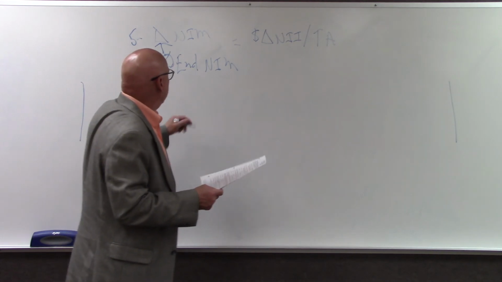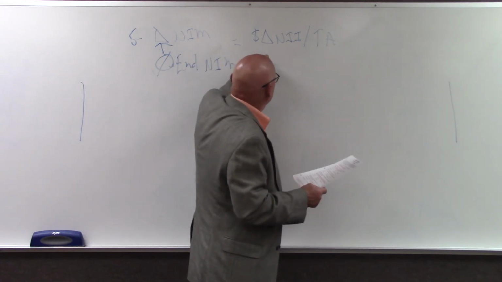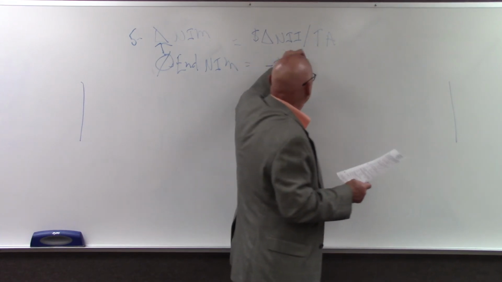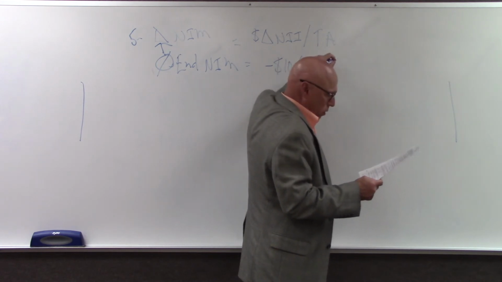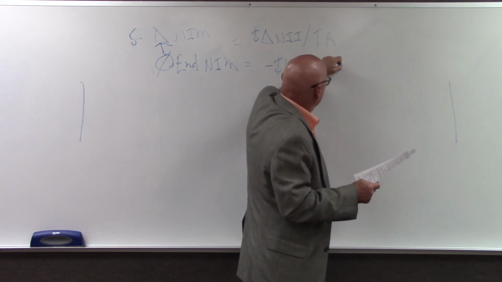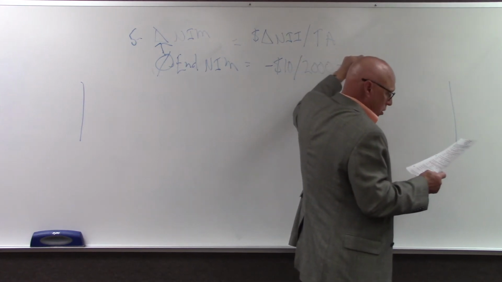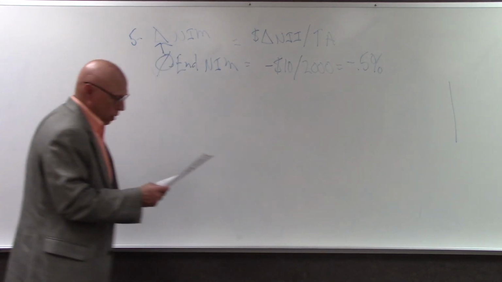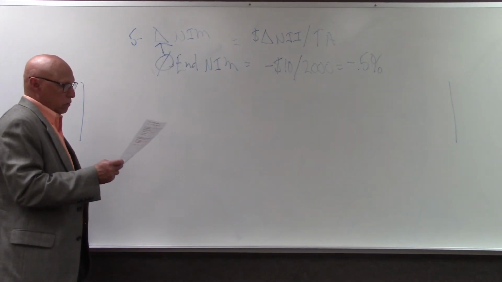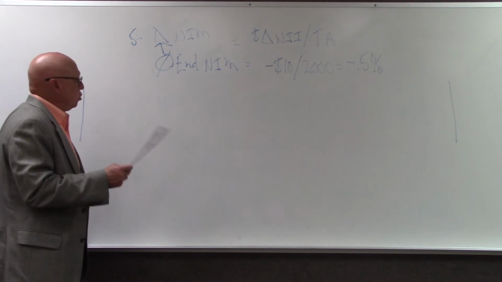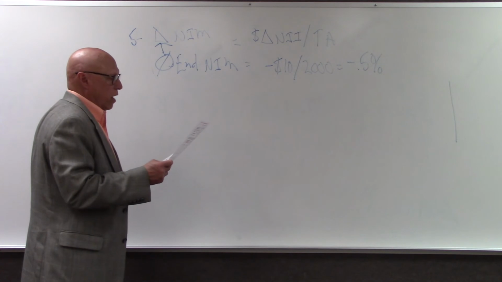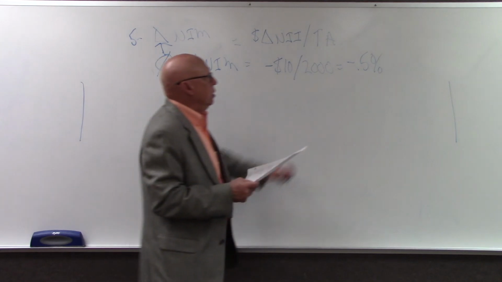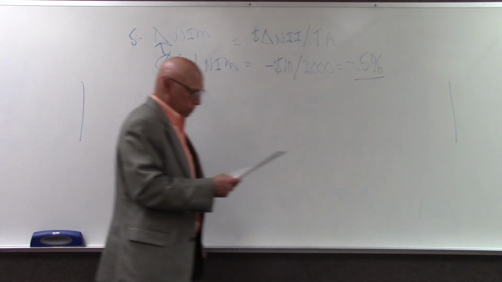So we calculated the change in NII to be minus $10 and assets 2,000, and so that is a minus 0.5% change in the net interest margin. Okay? So the net interest margin started out at 5.8% and ended up at 5.3%. Here's the change.